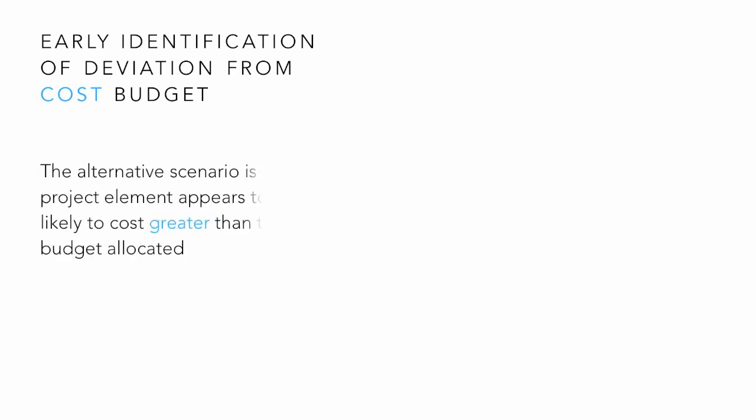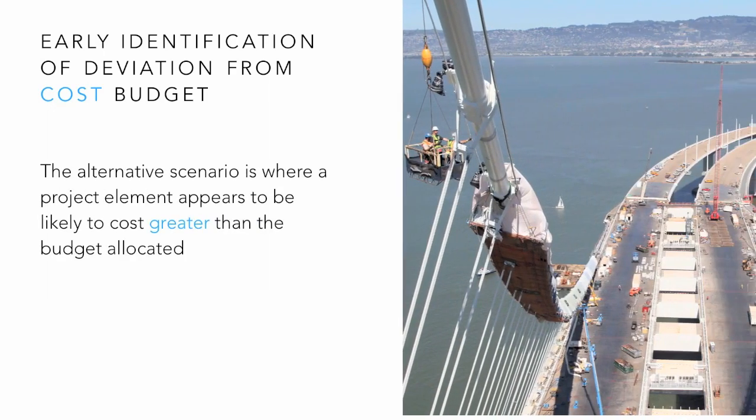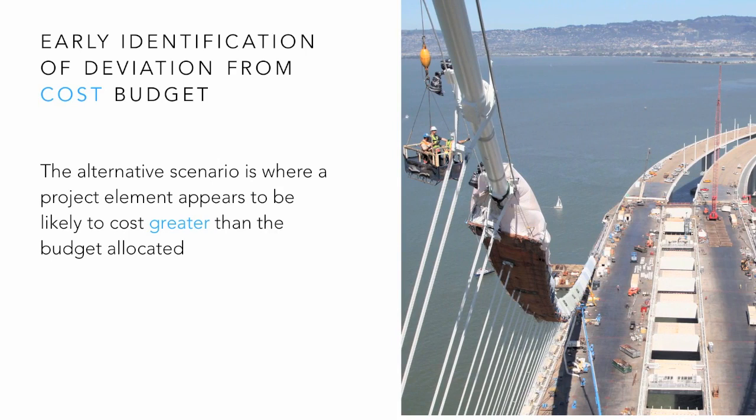The alternative scenario is where a project element appears, through project tracking, to be likely to cost greater than the budget allocated. In situations such as these, the project element should be analysed with any potential remedial actions identified. The types of responses could include the submission of a claim for variation, if appropriate, the review of construction method for a more cost-efficient one, the review of construction materials. The important factor to consider is that any action is best taken before the completion of a project element.